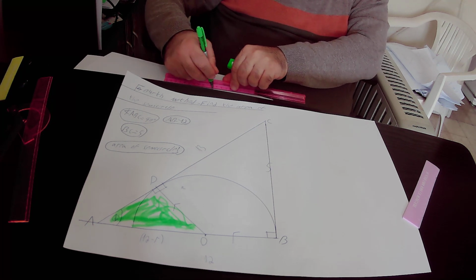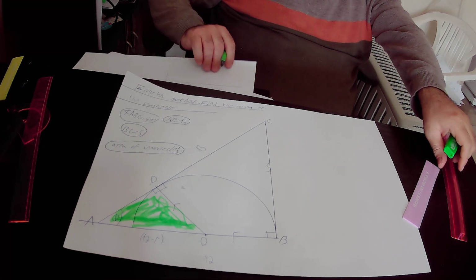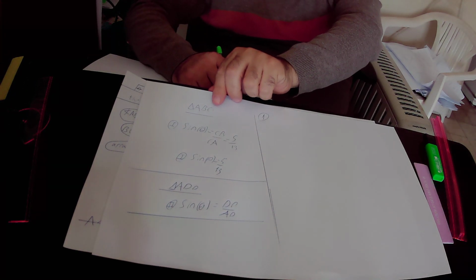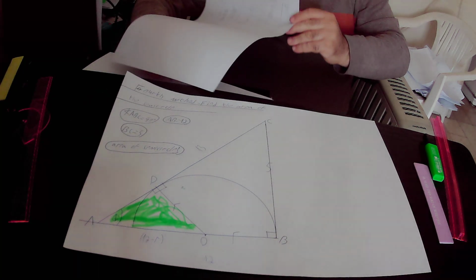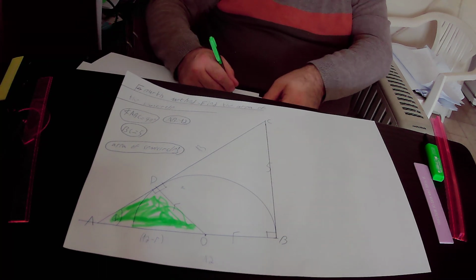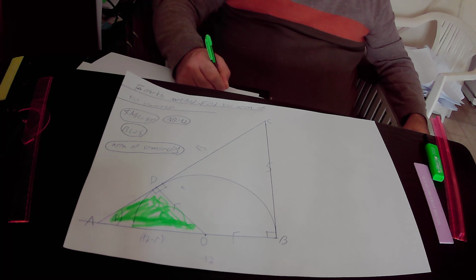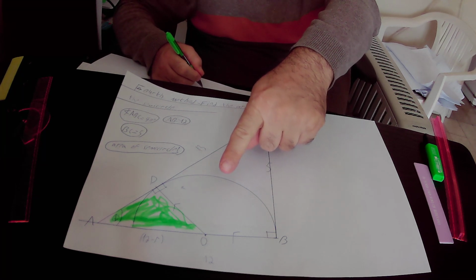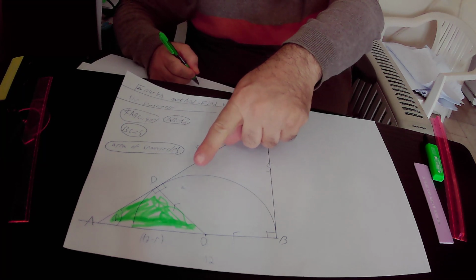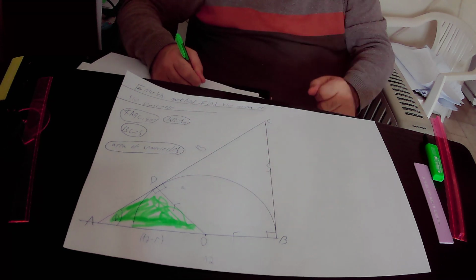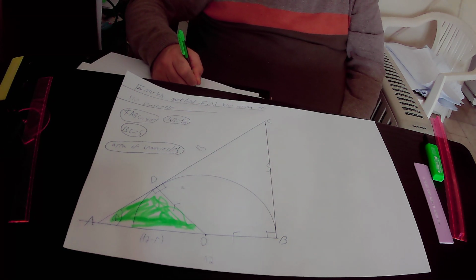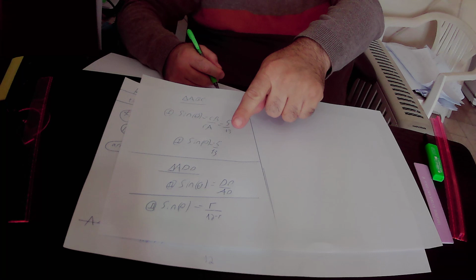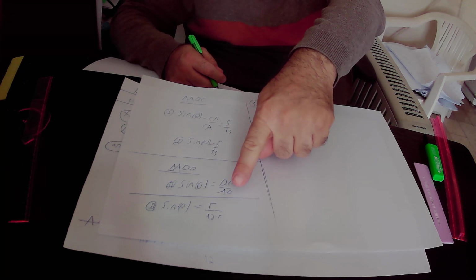So I repeat again, in the green right triangle ADO, sine theta equals DO over AO. But we know that DO is the radius of the semicircle, that is to say it equals R, and AO equals 12 minus R. So in conclusion, we found that according to equation number 1, sine theta equals R over 12 minus R.